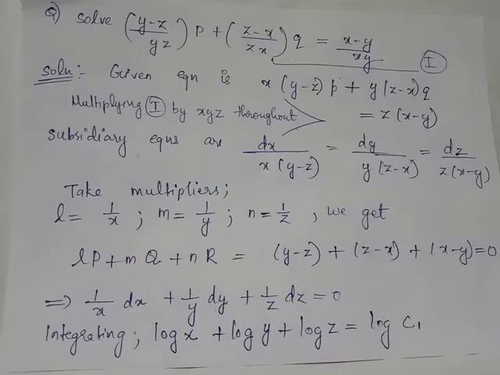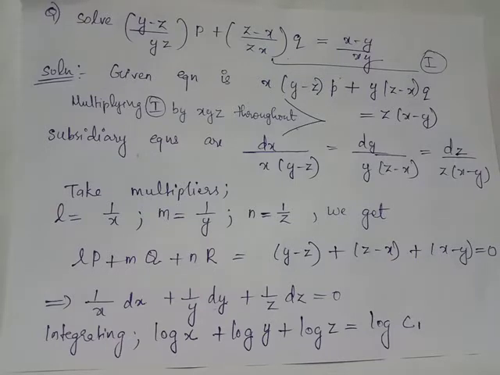We can write the auxiliary equation for Lagrange's partial differential equation as dx by P equals dy by Q equals dz by R. We have function P equals x into (y minus z), function Q equals y into (z minus x), and function R equals z into (x minus y).